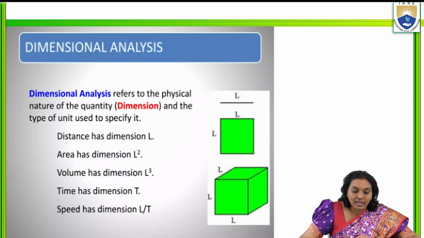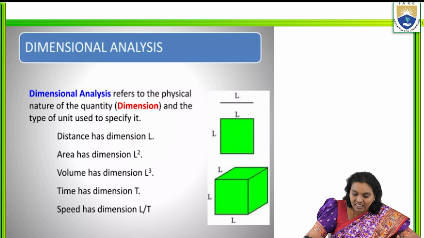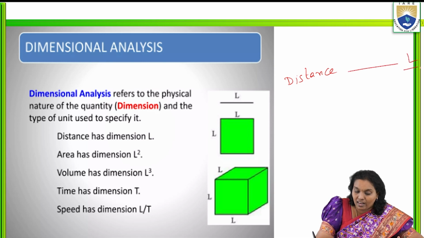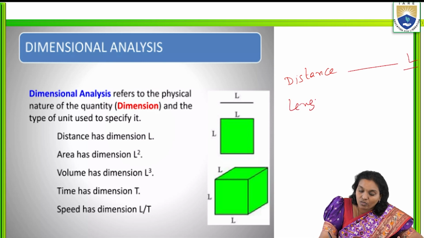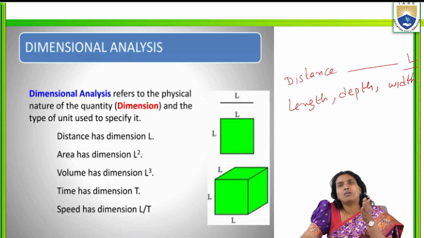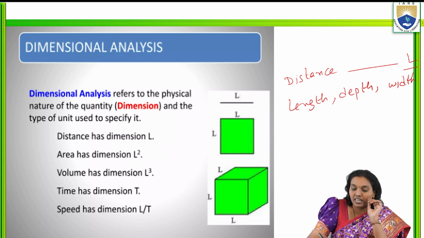Coming to dimensional analysis, it refers to the physical nature of the quantity and the type of unit used to specify it. First, distance is in terms of L. Whether it is length, depth, width, or thickness, all of these come under L.